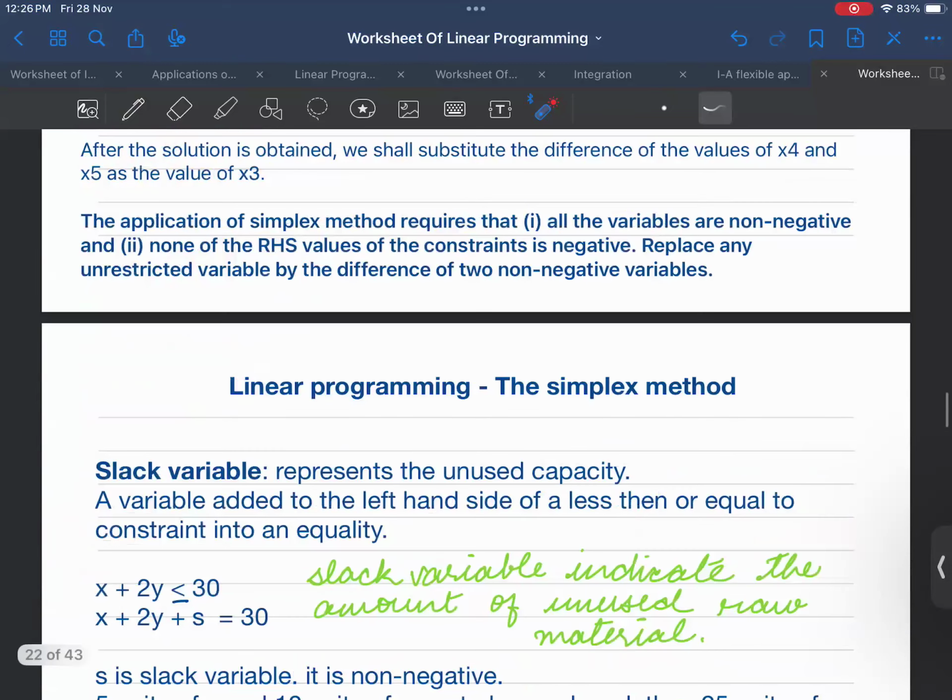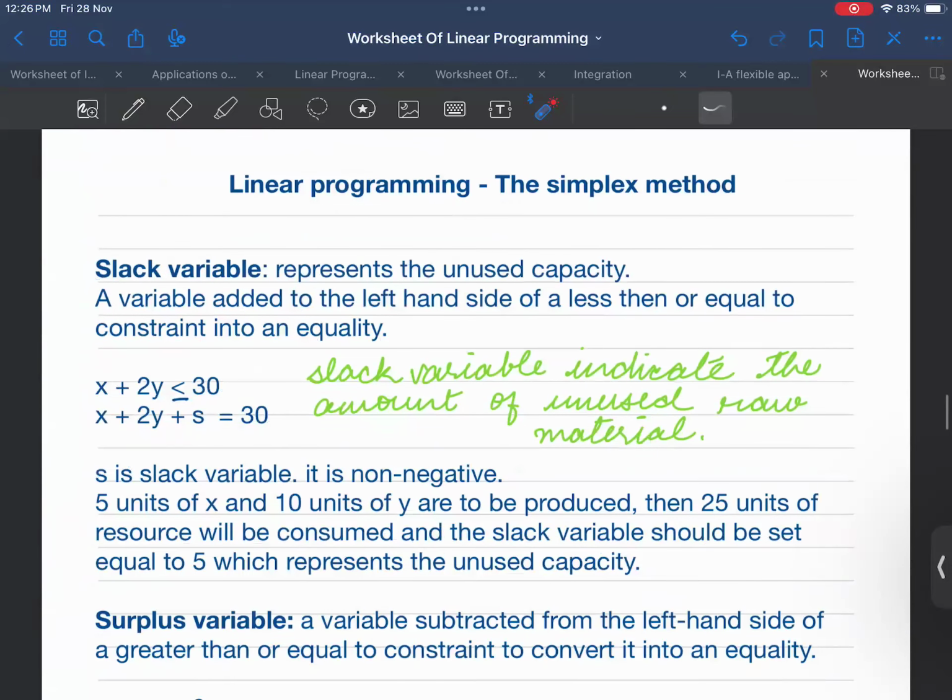Now let's start with the basics of linear programming. Then we will take a break, and then we will start with the first question of the simplex method, so that at a stretch we can explain. First, understand the basic concepts. In the simplex method, generally we take a slack variable. What is a slack variable?